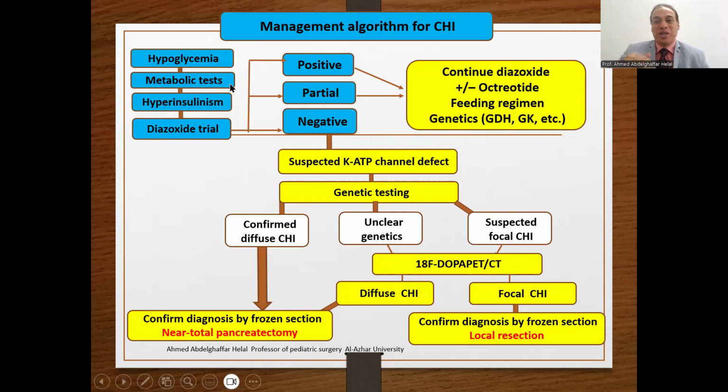Metabolic tests show high insulin levels, inappropriate to the presence of hypoglycemia. Hyperinsulinism, metabolic results show hyperinsulinism. Then we perform a diazoxide trial: positive, partial, or negative. Positive or partial, continue diazoxide plus or minus octreotide and feeding regimen, and perform genetics searching for the other genes responsible for the congenital hyperinsulinism. Negative, no response, or as we said, diazoxide resistant.